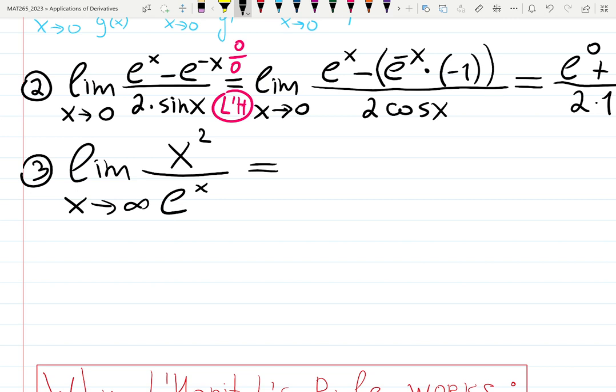Again, even with the previous example, you could actually check your answer. Plug in something small, 0.001, in your calculator and check what is happening with e to the 0.001 plus e to the minus 0.001, and over 2 cosine of 0.001. It should be around 1. So that's how you can check the answer. Not always, but you can try.